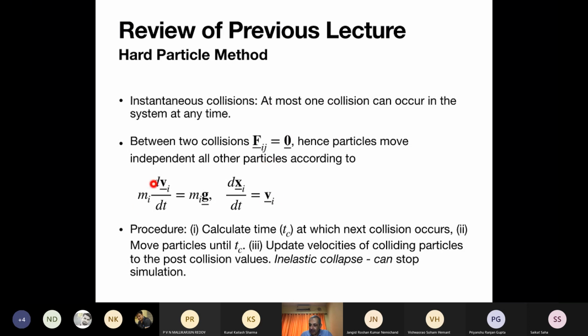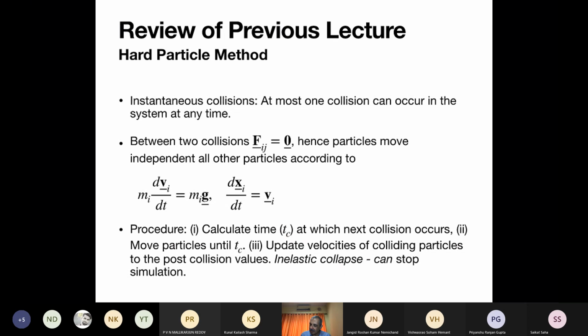So now you just have these equations, and since everything depends only on i in all these equations, for each particle we can integrate these equations independently of the other particles. So particles move independent of all other particles between collisions. The procedure is: calculate the time at which the next collision occurs, move particles until this time, and then update velocities of the colliding particles.